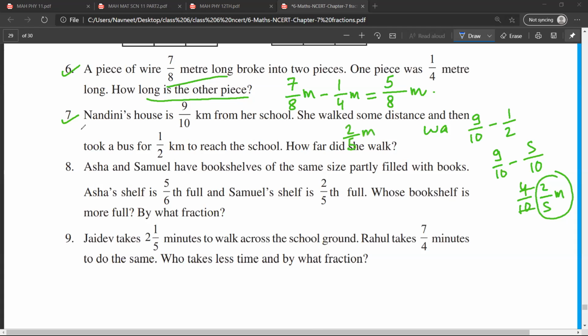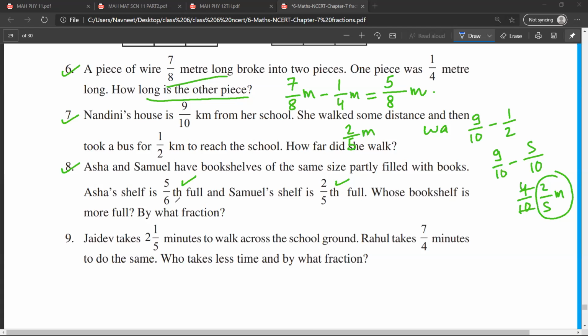You need to do these questions again. Eighth question. Asha and Samuel have bookshelves of the same size, partly filled with books. Asha's shelf is 5/6 full. Samuel's shelf is 2/5 full. Whose bookshelf is more full? How should we do this? We can cross multiply or we can find the equivalent fraction.